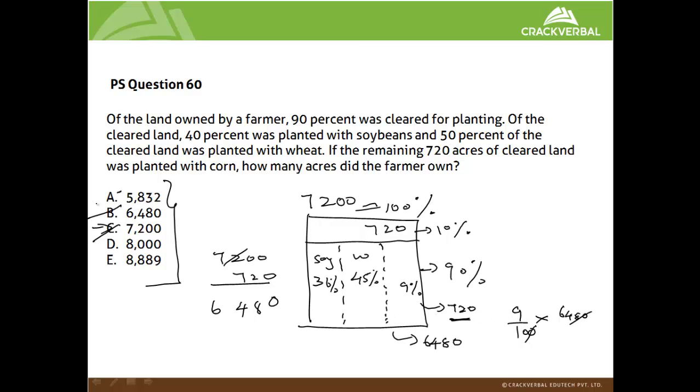We can eliminate B and A as well. Out of D and E, E doesn't look like a good number to check because it ends with a 9. It's going to end up with a decimal number, of course. So we can eliminate answer choice E. Answer has to be D. Anyways, let's have a quick look at this.